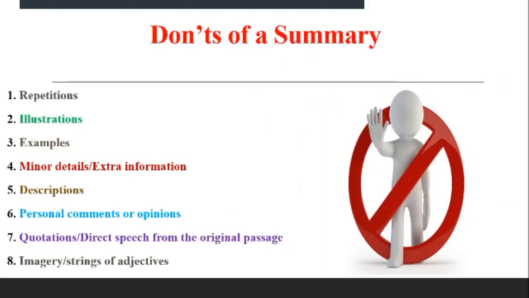All right, so what are the things you shouldn't do in your summary? What are the don'ts of a summary? The first thing, avoid repetitions. The essence of a summary is not to emphasize anything. The essence is just to state and move on. You should express all of this in a single whole paragraph. So avoid repetitions.